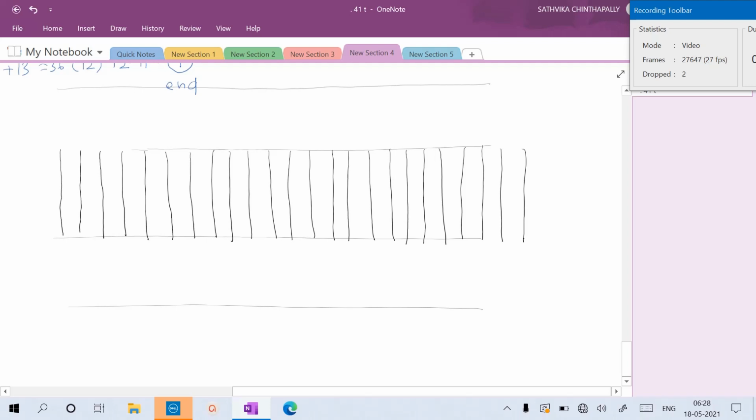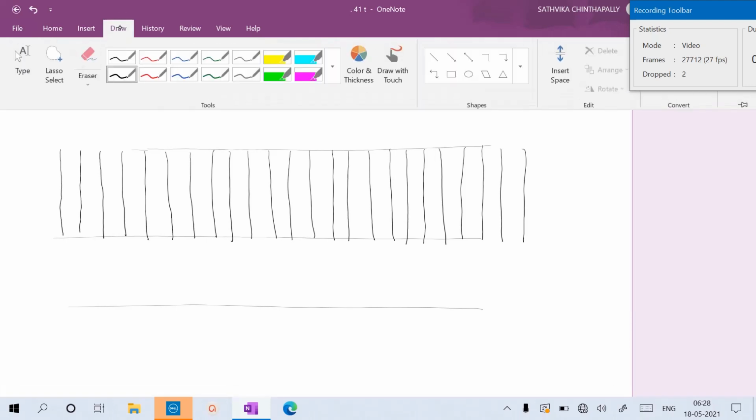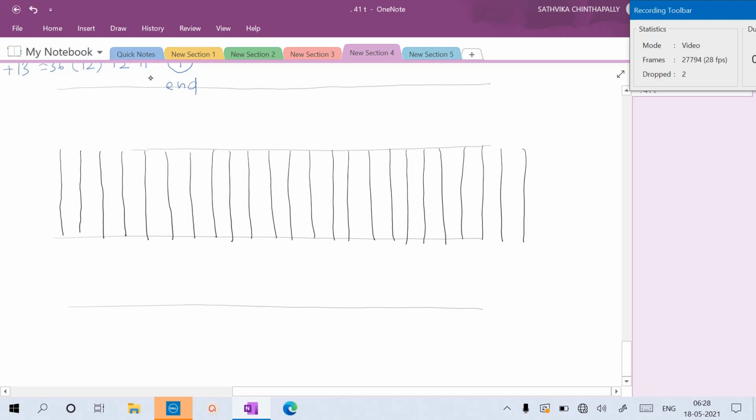So here I am going to count: this is 1, this is 2, 3, 4, 5, 6, 7, 8, 9, 10, 11, 12, 13, 14, 15, 16, 17, 18, 19, 20, 21, 22, 23 and the 24th conductor. So better to write the number of lines. Now this is the second step.